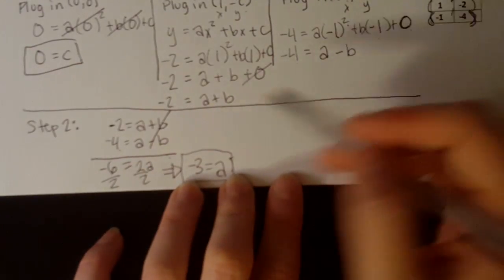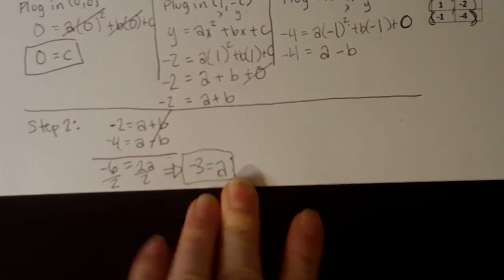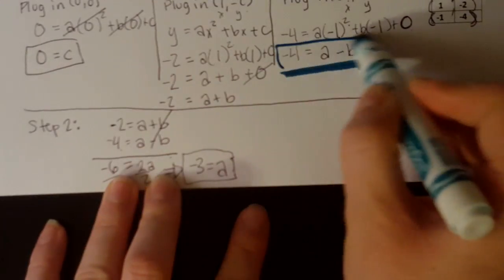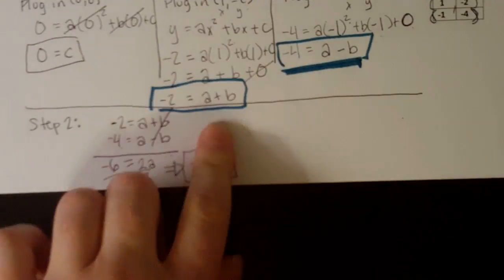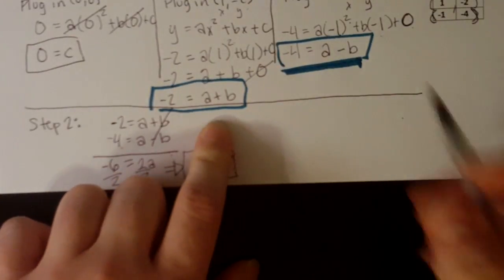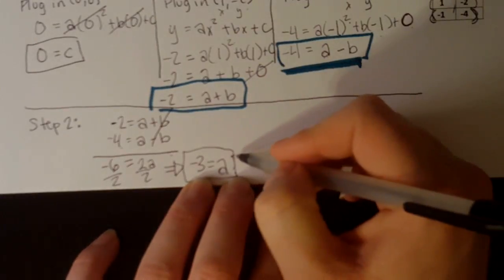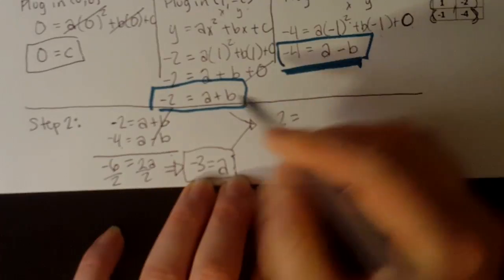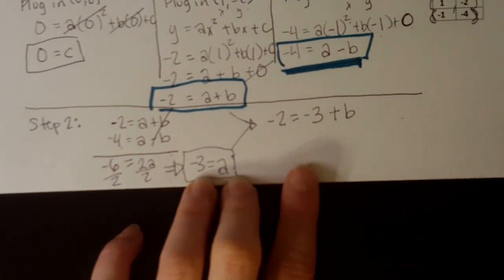So now we have a. What we can do is plug it in. You can really, I'll highlight both of these, you can plug it into either one, whichever one looks more friendly. This guy there, or you can plug it into this guy here. Since the plus is usually more friendly, I'm going to use the plus version, but really you can plug it into either one and you get the same answer. So I'm going to bring these together and plug it in. -2 equals, instead of the a, I'm going to write -3 plus the b.